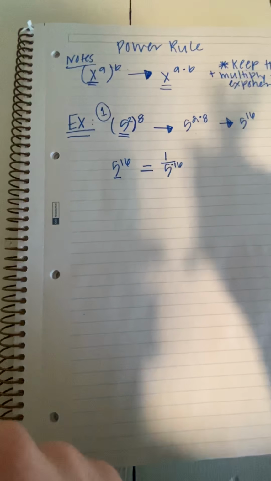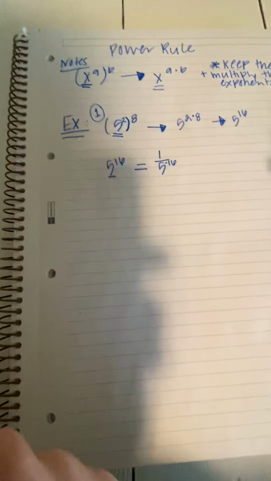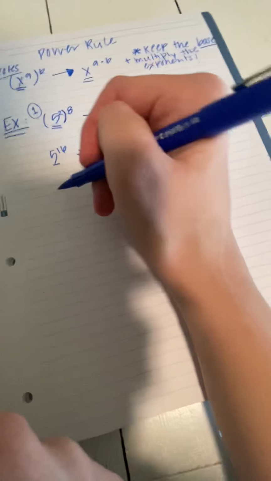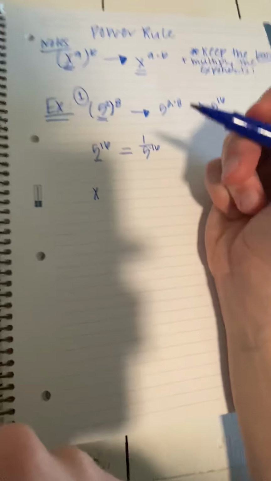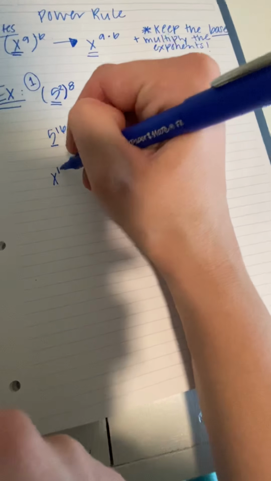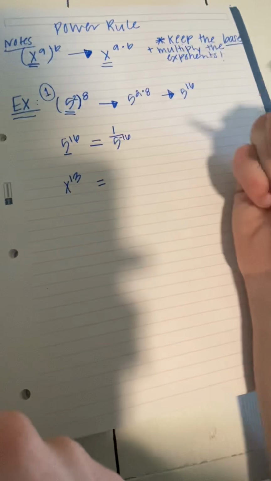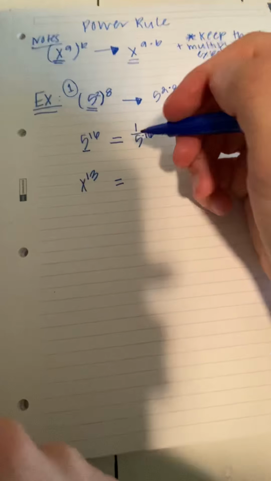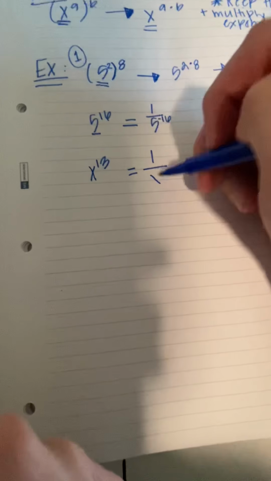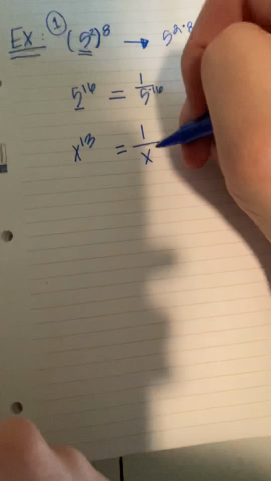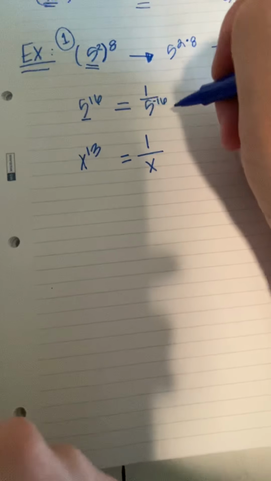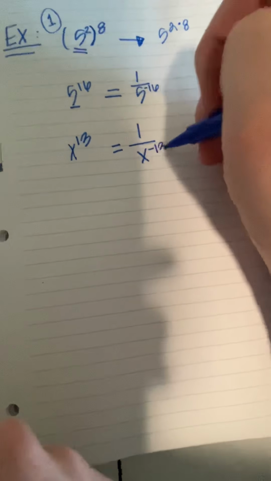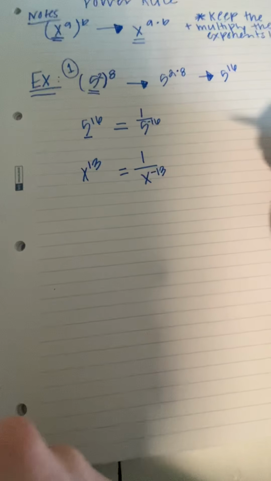Now, I want to show you something else. I'm going to do a couple more examples just like this so you get that idea. If I gave you x to the 13th power, and I said, what's an equivalent scenario to x to the 13th power? You could do the reciprocal, so 1 over x. And remember, that exponent's no longer going to stay positive. It's going to become a negative, so it'd be negative 13.